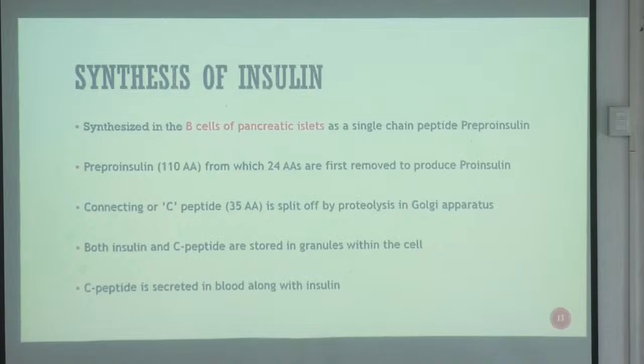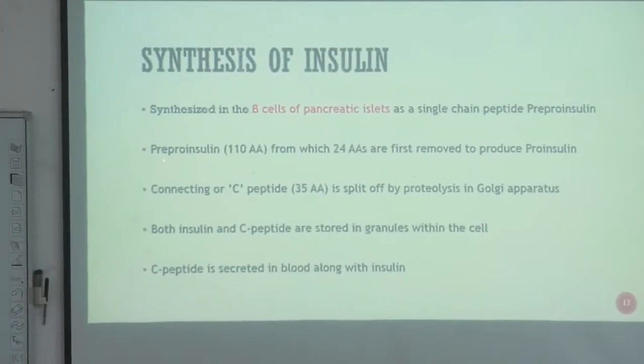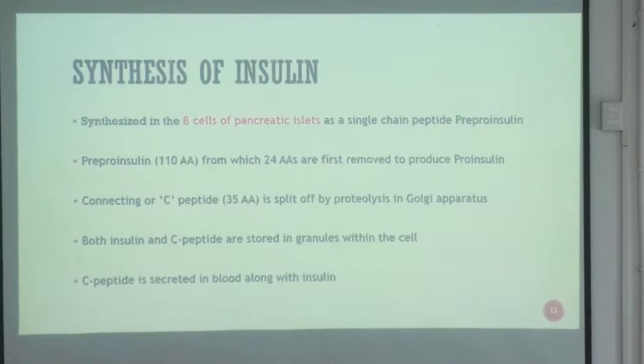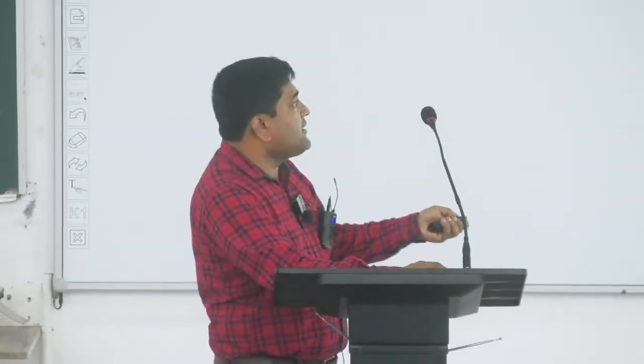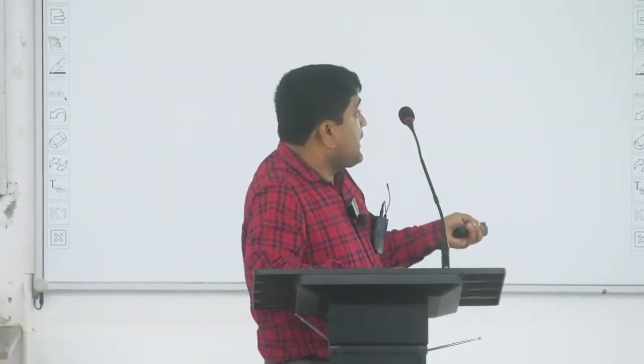Now synthesis of insulin. Insulin, as we know, is synthesized in the beta cells of the pancreatic islets. First the polypeptide chain pre-proinsulin is synthesized, having 110 amino acids. It's a single polypeptide chain. From that, 24 amino acids are first cleaved to form proinsulin. Now this proinsulin is a single chain. From the middle, a peptide containing 35 amino acids is cleaved off. This cleaved off peptide is called connecting or C peptide. And after cleaving off, the two amino acid chains, A and B chains, are formed, which form insulin. This insulin and C peptide are stored in the granules within the beta cells of the islets. And when insulin is released in the body, it is released along with the C peptide.